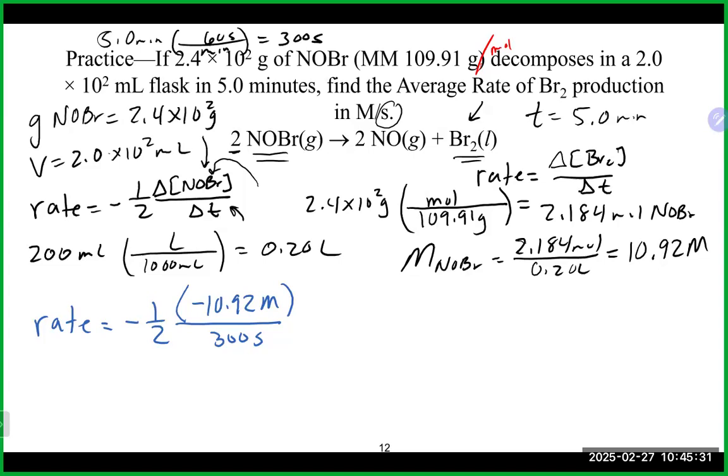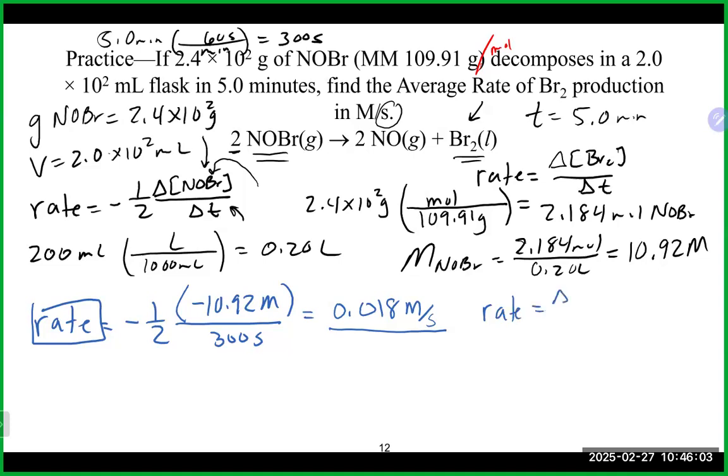All right, so if we do all that, that's divided by 300, divided by 2 to take care of our stoichiometry, which will give us 0.018. Again, the units here would be molar per second. This would be the average rate for the reaction, which we can now use to solve for what we're looking for, which is what we have on top there.